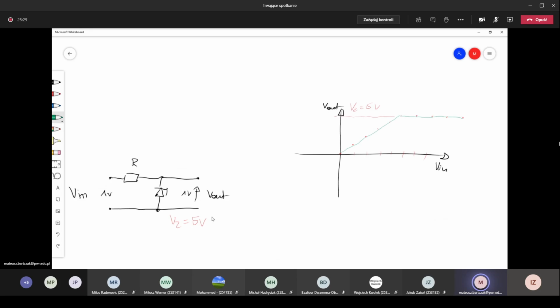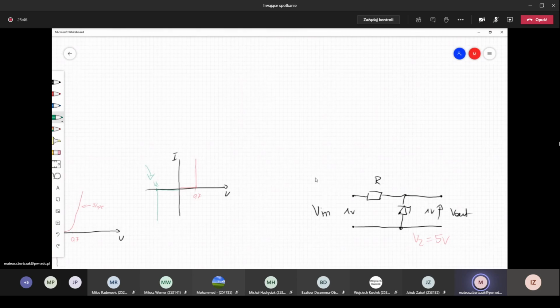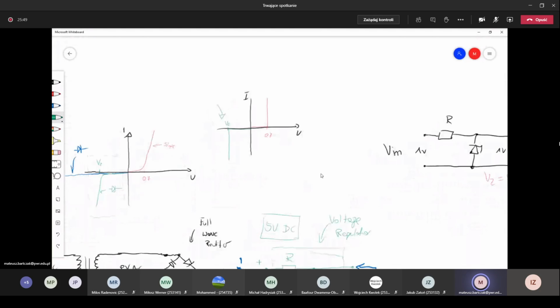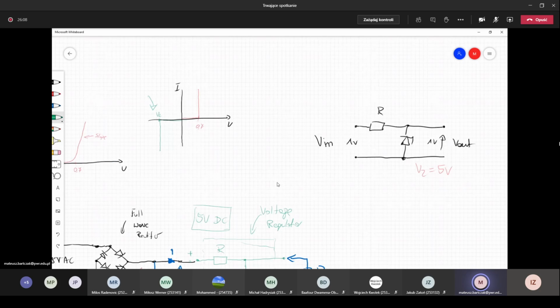So the output voltage on the Zener will remain on this same level during the whole time, for the ideal Zener diode, of course. For a realistic solution, we have slopes, which depend on the internal resistance, and of course we will have a slight change of the voltage with the current increase.